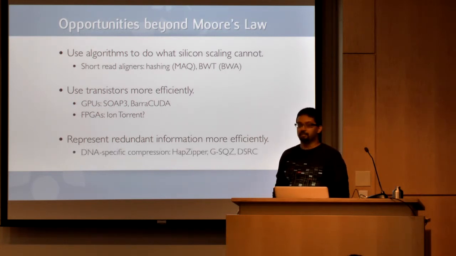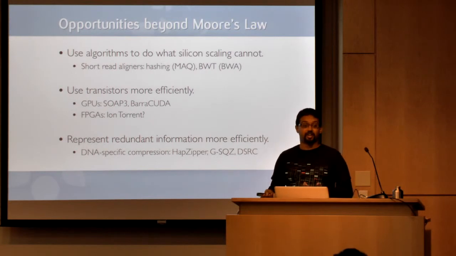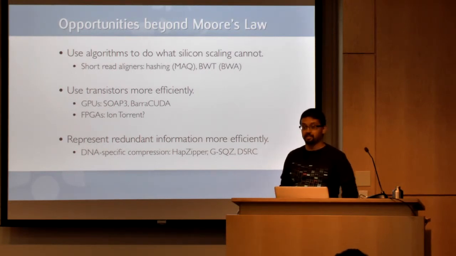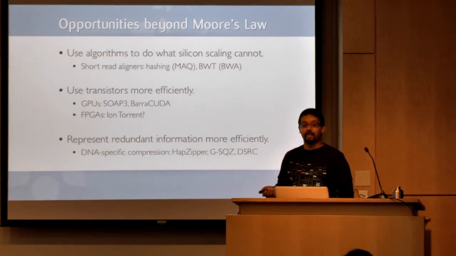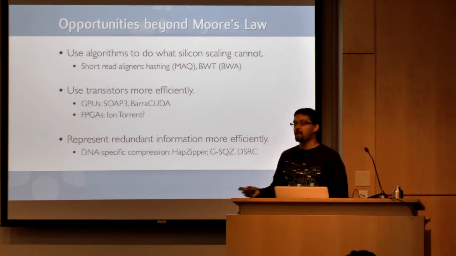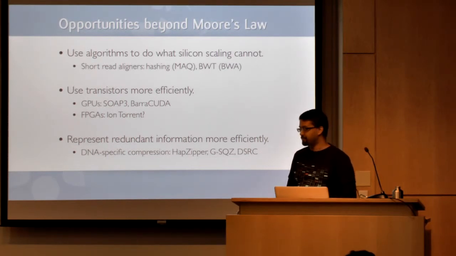There's been some work in DNA-specific compression. So HapZipper was compression specifically for the single nucleotide polymorphisms and small modifications detected in the HapMap project. GSqueeze and DSRC are more recent, and they're specifically focused on the question of how can you represent short reads coming out of instruments in a more efficient fashion, so you're not constantly blowing your storage capacity. If we can work with this sort of compression, maybe design that into our algorithms, that can go a long way towards solving the data rate problems that we have.